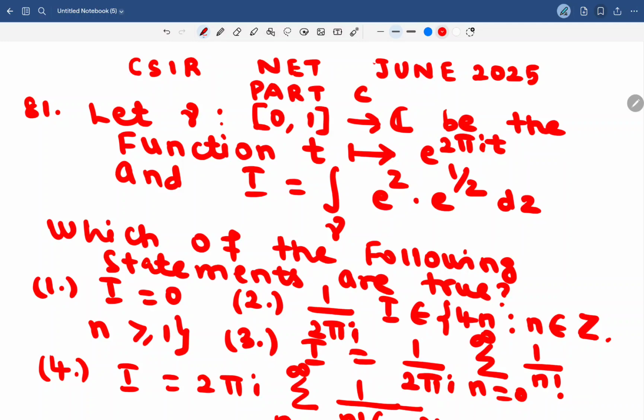Today I am going to discuss another problem from the CSIR NET Mathematical Science June 2025 question paper. The problem is from part C. The problem is from complex analysis.